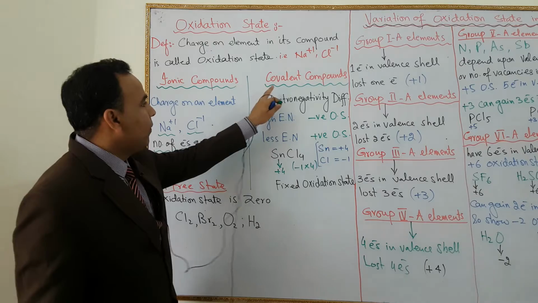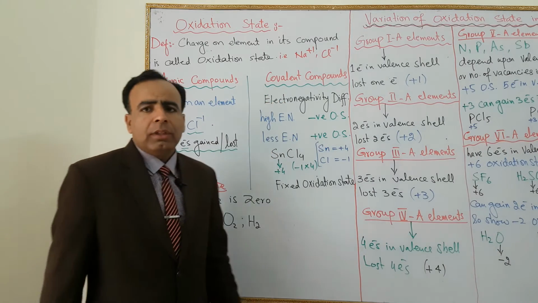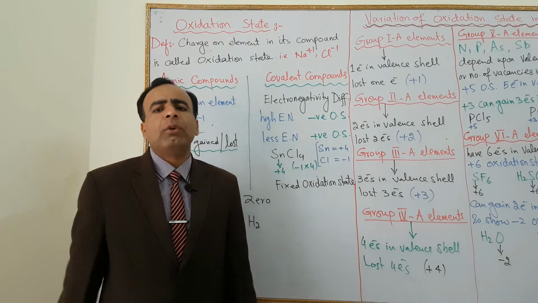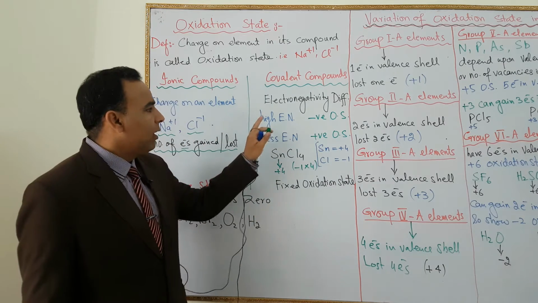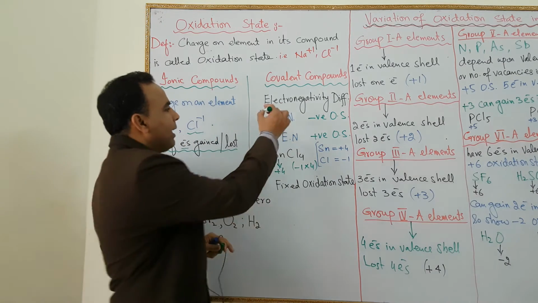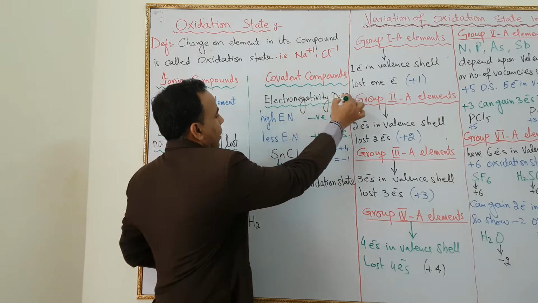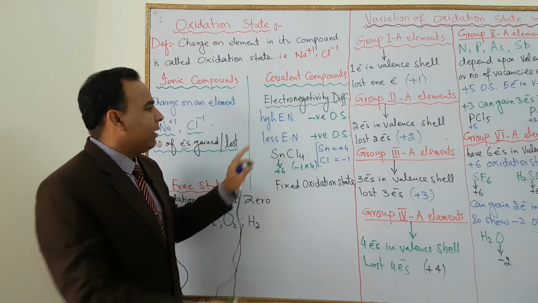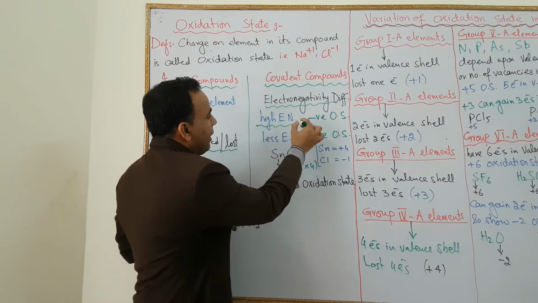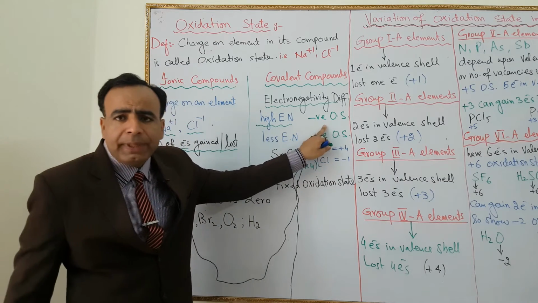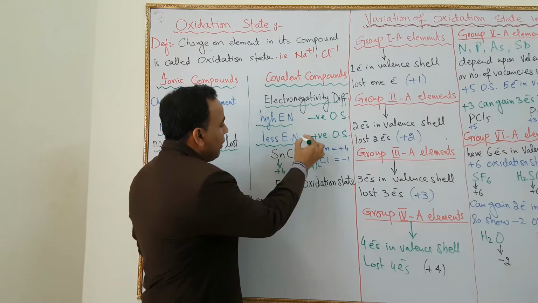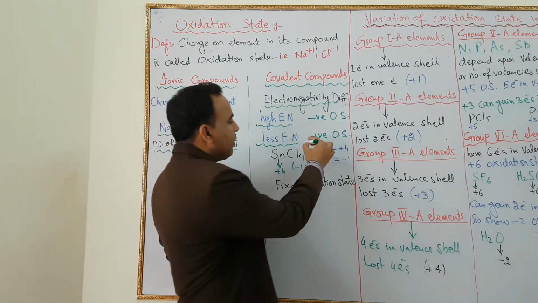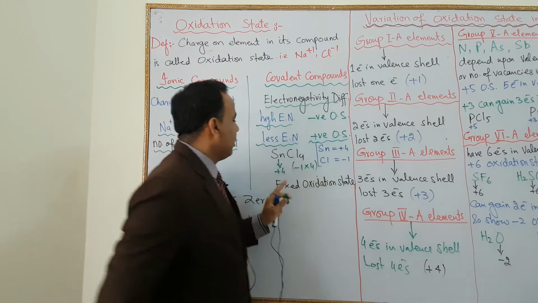In the case of covalent compounds, dear students, covalent compounds have fixed oxidation state and it is due to electronegativity difference. If an element has high electronegativity, then its oxidation state will be negative, and if an element has less electronegativity, then its oxidation state will be positive.